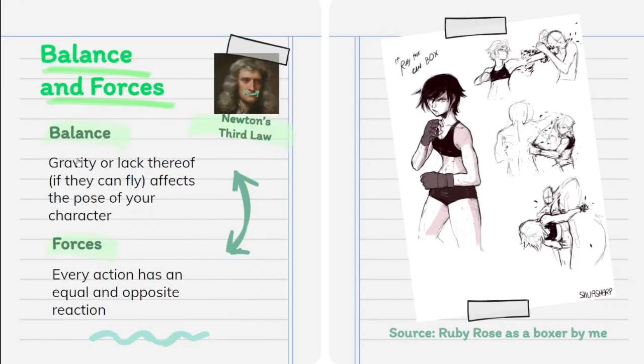And the next thing would be the balance and forces. Balance is basically just gravity, or the lack thereof if they're flying, that's affecting your character or the pose of your character. Forces is the force applied to your character and by your character. There's also Newton's third law, which is every action has an opposite and equal reaction, which is basically just a response to your attacks, or a response from your enemy, kind of like that.